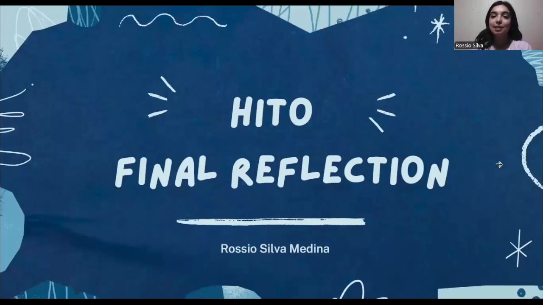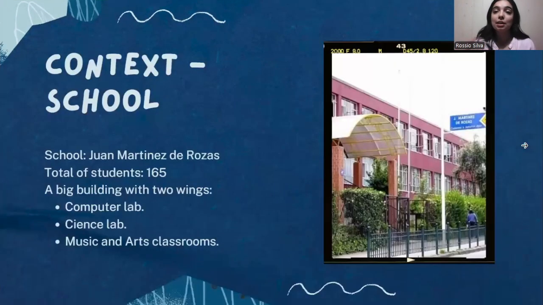I'm in my last year of English pedagogy at the Catholic University of Concepcion, and this is my final assessment that is called Hito Final Reflection. For this, I need you to contextualize and take into account the school and the context in which I was inserted during this whole year. To start, we need to understand the context in which I was inserted.